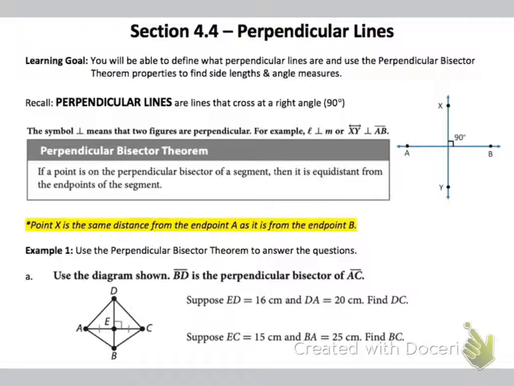So our learning goal today is to be able to define what perpendicular lines are and to use the perpendicular bisector theorem properties to find side lengths and angle measures.